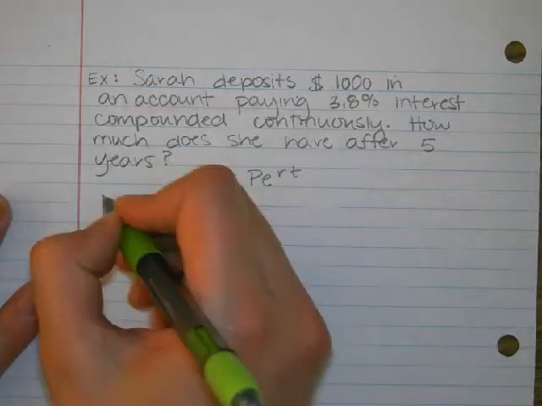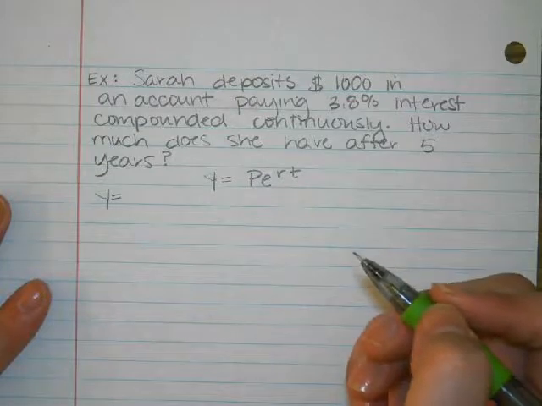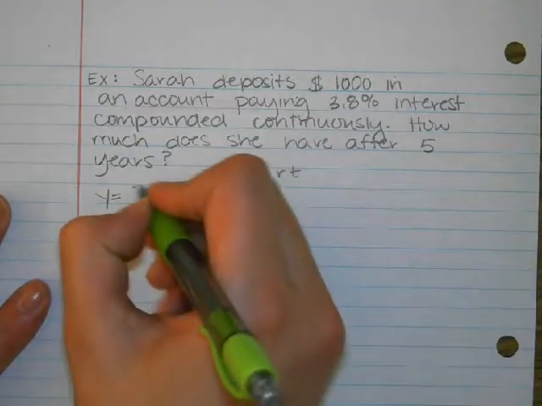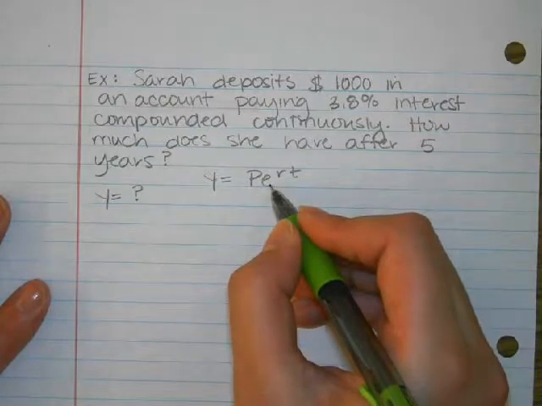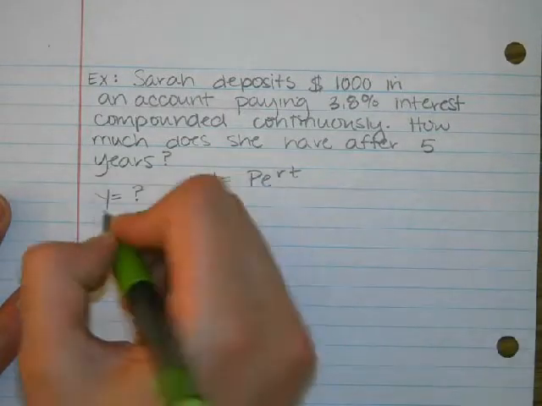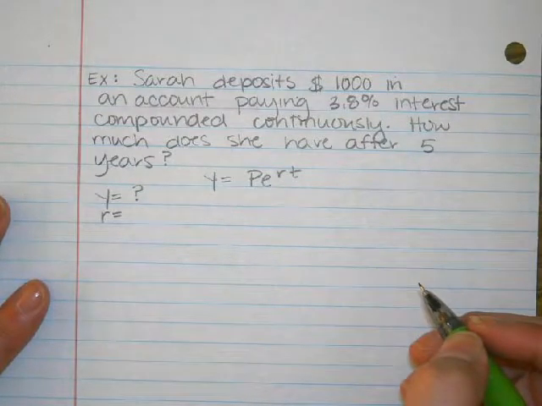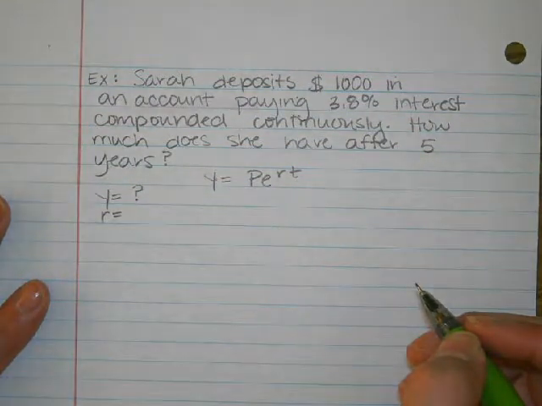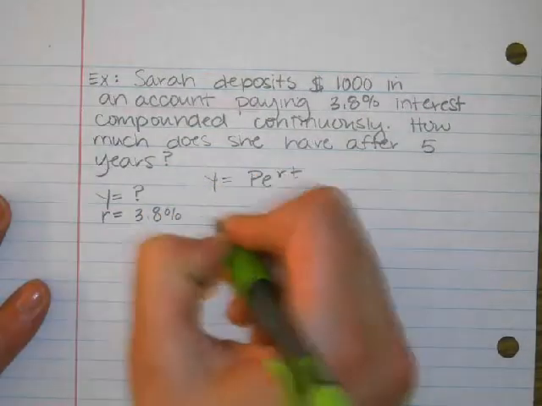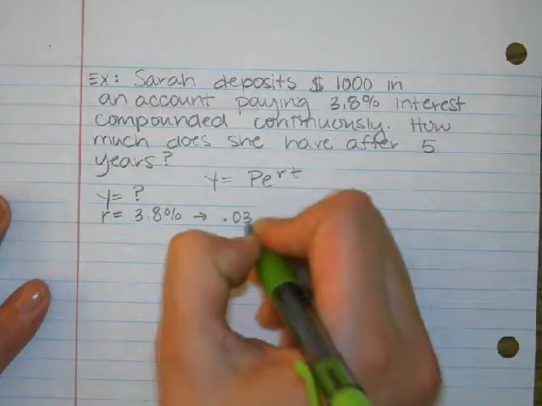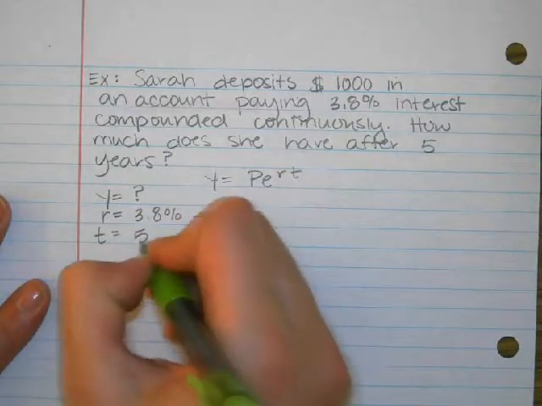All right, so do we know the final amount? Nope, that's what we're trying to find. Do we have to find something for E? No, that's a button on your calculator. What is the R value? 3.8, but we have to write it as a decimal, right? 0.038, okay. And what's T? 5.